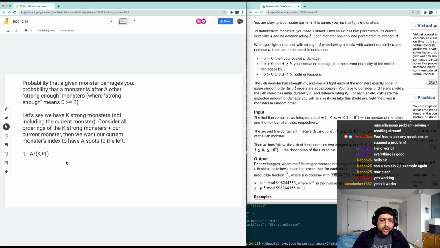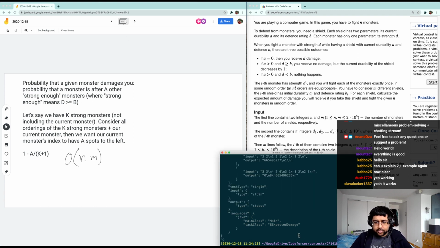So we can compute this for every monster pretty easily by just counting the number of strong monsters and then subtracting one, depending on whether the current monster is a strong monster. And that would allow us to solve this problem. This leads to an O of n times m solution, because we'd have to do this completely separately for every shield. But let's code this up just to make sure that we understood the problem correctly.